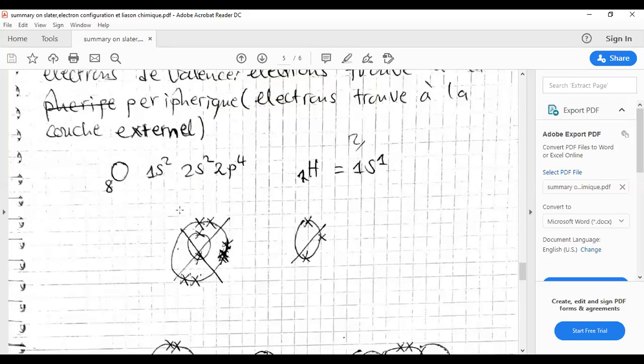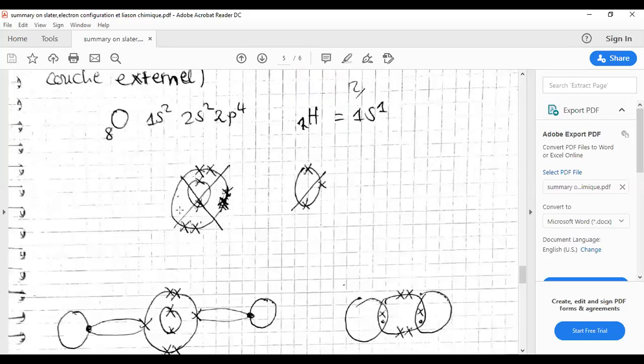So, for example, I'll give you oxygen. For you to write the electronic structure of an atom, first you have to write its electronic configuration. Oxygen has 8 electrons, so you write 1s2, 2s2, 2p4.